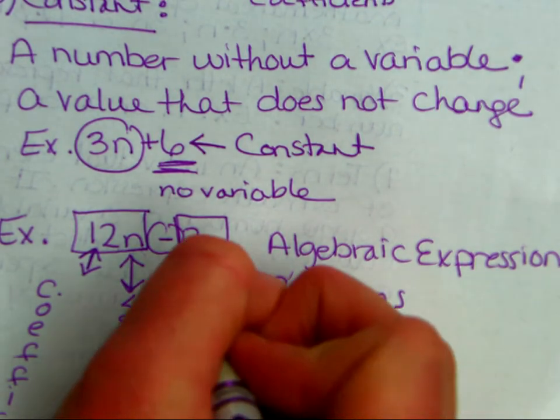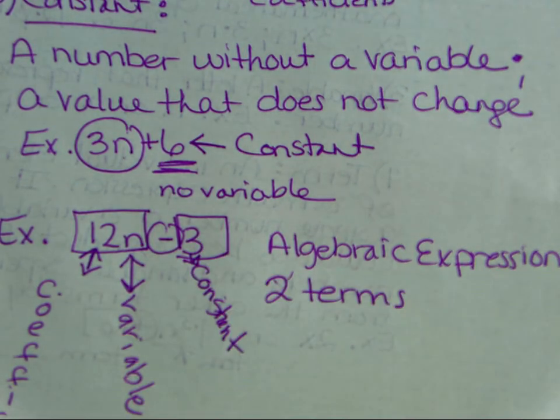And hopefully, now you know what an algebraic expression and a numeric expression are, how to determine the terms, how to find the coefficient, how to find the variable, and what the constant is.